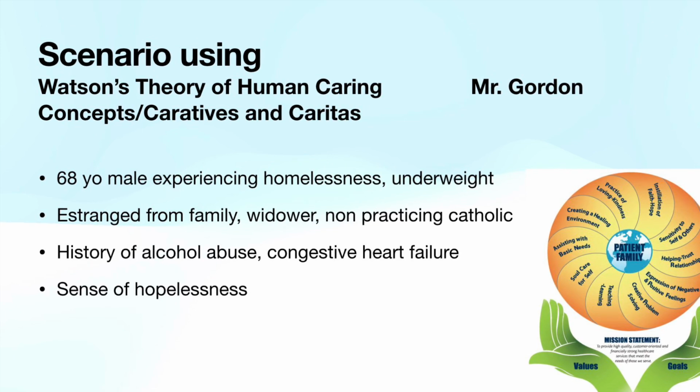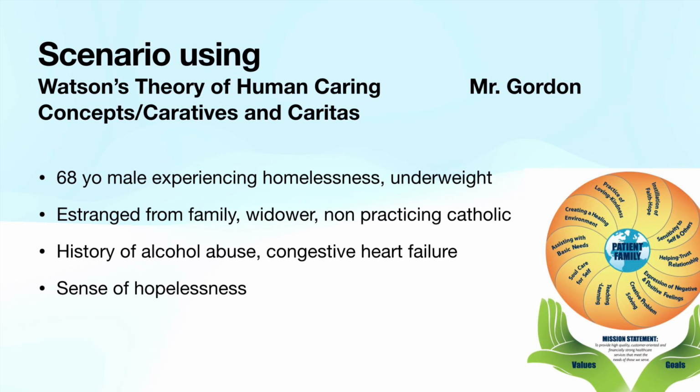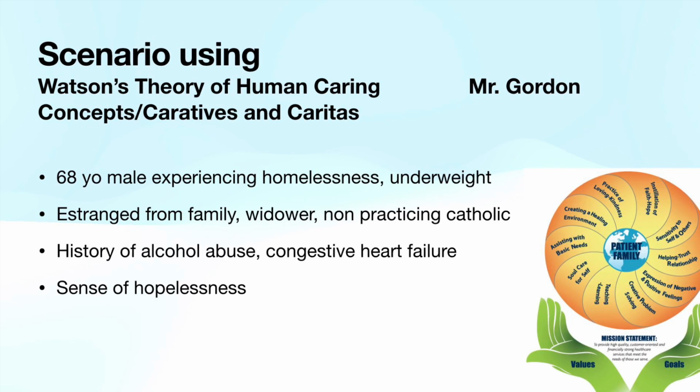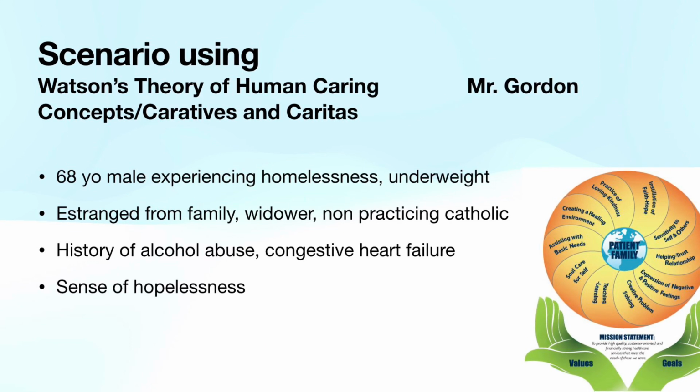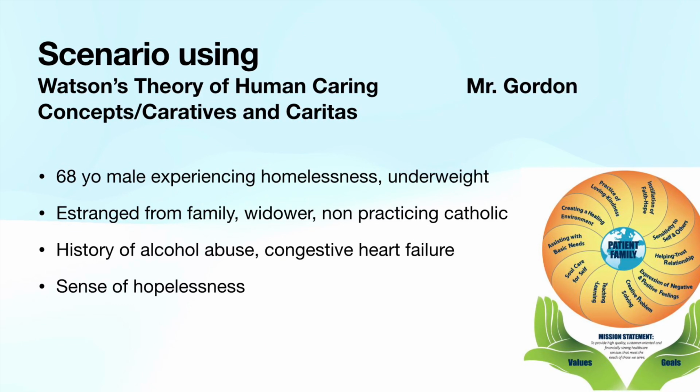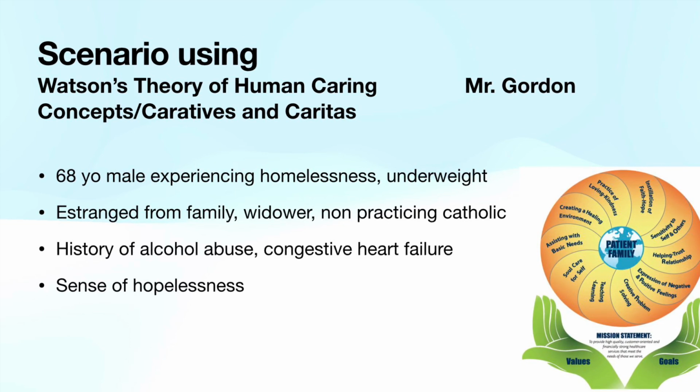Number 4, developing a trusting relationship. I show him that I am here for him and that our relationship is lasting and real and that I care. I assure Mr. Gordon that I will return shortly, giving him eye contact and letting him know that I care about him. Number 5, acceptance of self and one's feelings.